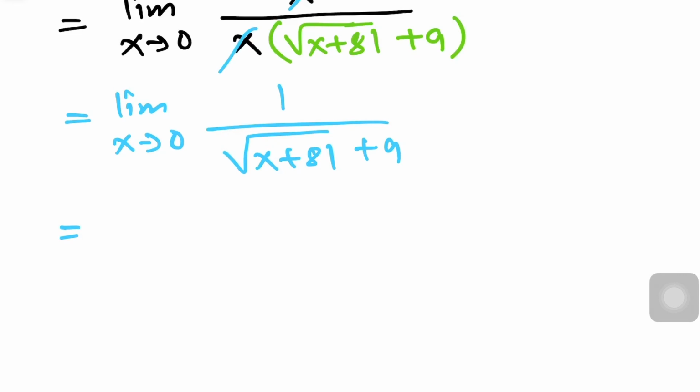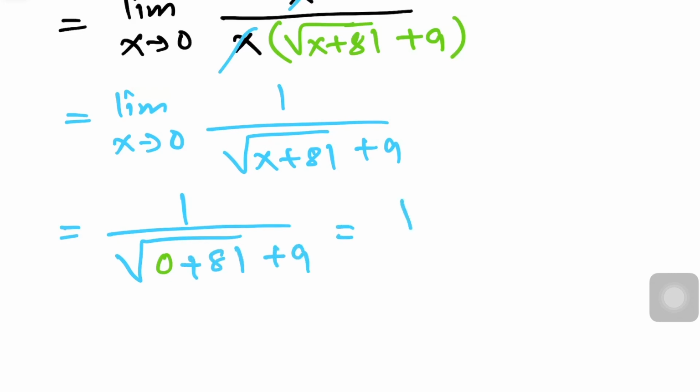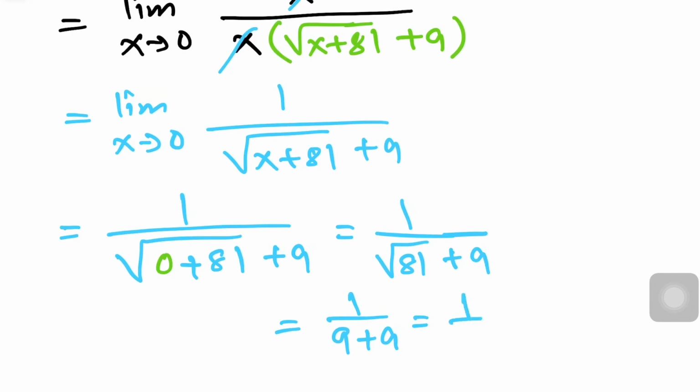Okay, now we can substitute the x with 0. Okay, so it's 1 over square root of 0 plus 81 plus 9, 1 over square root of 81 plus 9. Well, square root of 81 is just 9, so 9 plus 9, that is 1 over 18.